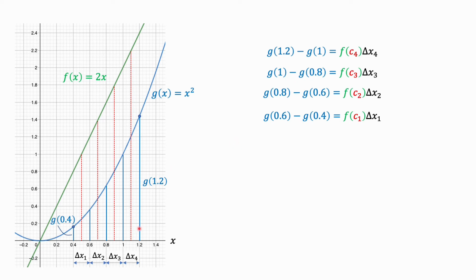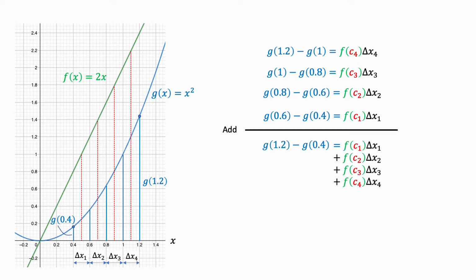Let's take between 1.2 and 1, and then from 1 to 0.8, and then from 0.8 to 0.6, and then 0.6 to 0.4. Do the same thing. We don't have to repeat what's going on here. I think you can get it from what we did just now.